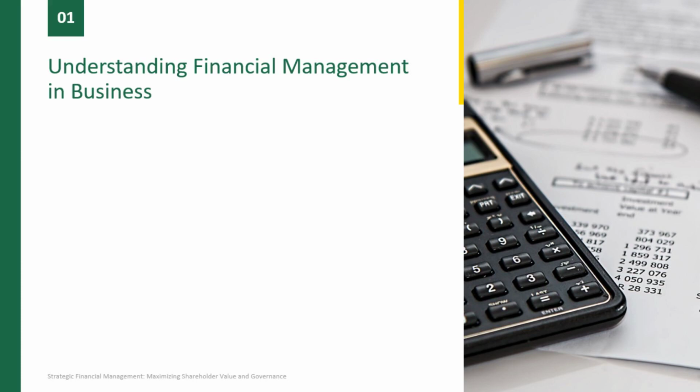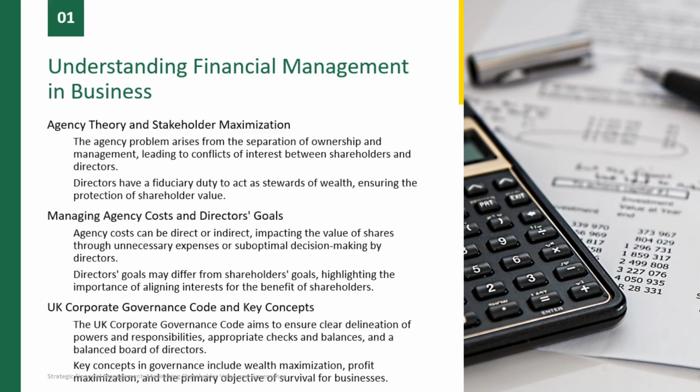Today we will be discussing complex interrelationships, objectives, and governance practices in financial management. As teachers in higher education, understanding how to maximize shareholder value through effective governance strategies is crucial. The agency problem, which results from the separation of ownership and management in a company, must be addressed. This can cause conflicts of interest between shareholders and directors. Directors have a duty to act in the best interests of shareholders and protect their investments.